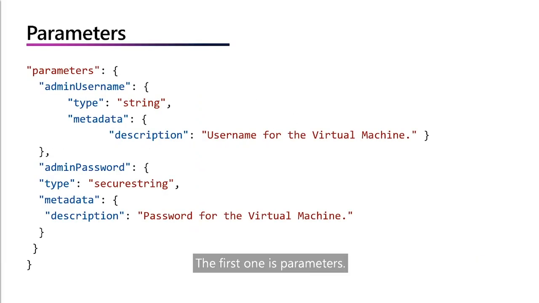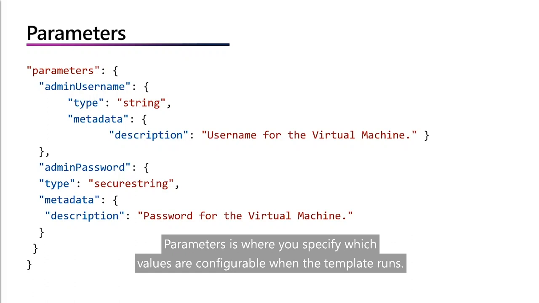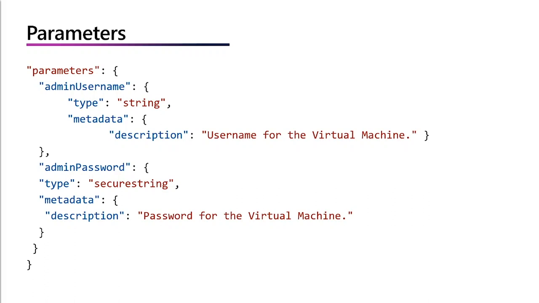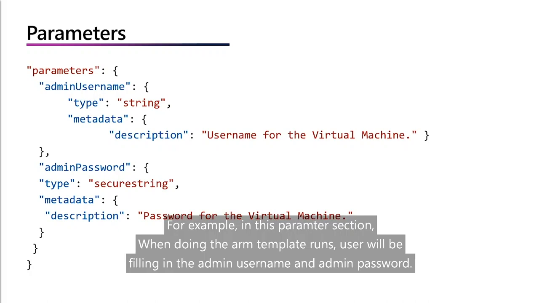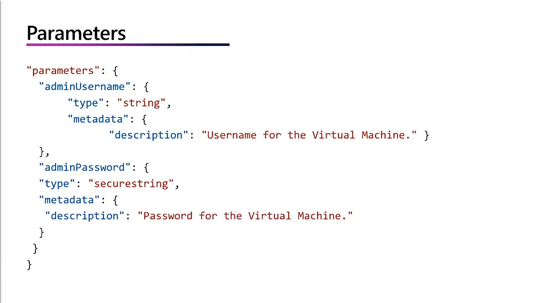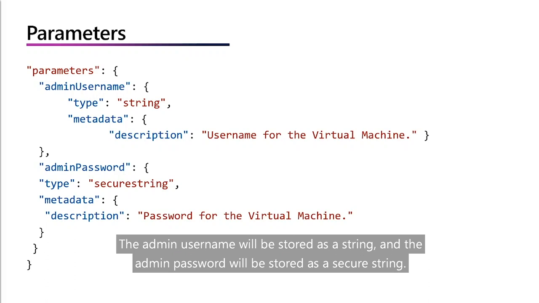The first one is parameter. Parameter is where you specify which values are configurable when the template runs. For example, in this parameter section, we define that when the ARM template runs, the user will be filling in the admin username and admin password. The admin username will be stored as a string, and the admin password will be stored as a secure string.